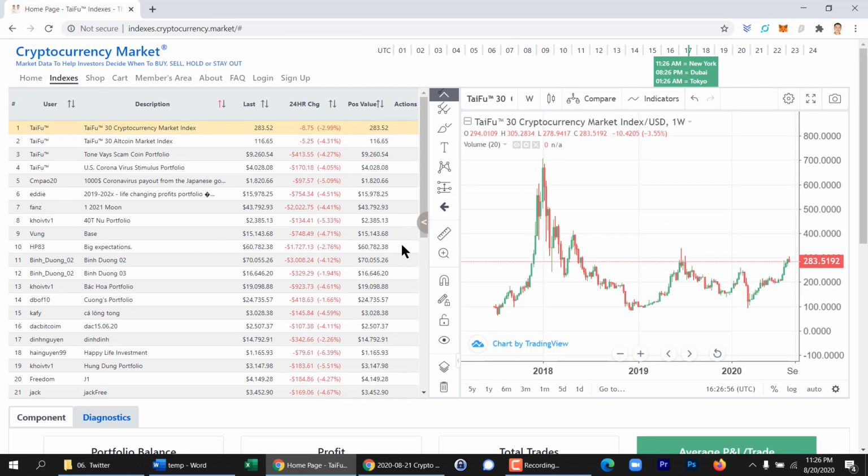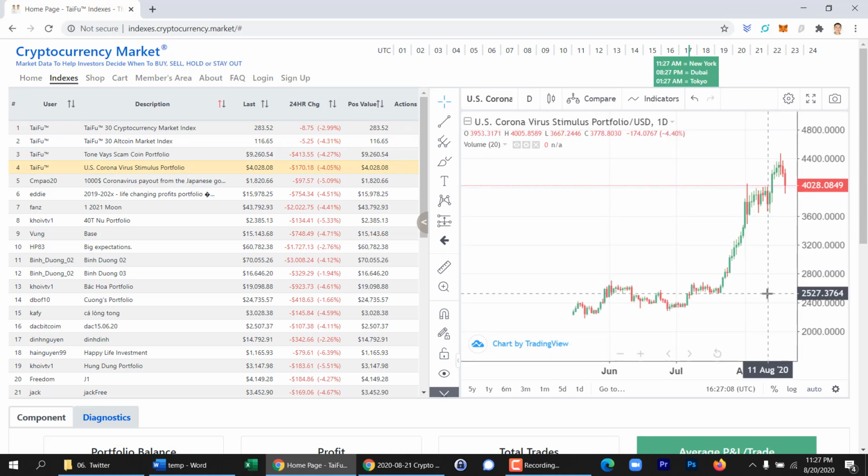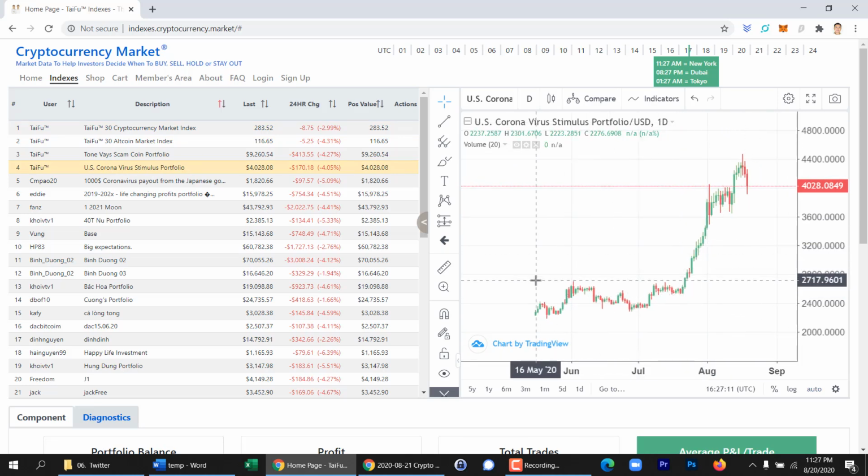Okay, so let me go over here and let's just take a look at a few portfolios. So for example, the TaiFu coronavirus stimulus portfolio here, let's put it right here. So it just started a few months ago, on May 16th. So this is a case study on how we can take the U.S. coronavirus stimulus, which is $1,200 per spouse, $1,200 for the wife, $1,200 for the husband. And if we take that and we invest it into the crypto market based on the TaiFu 30 altcoin market index, this is the gain that we would have made at that time. And this is just a case study, guys.